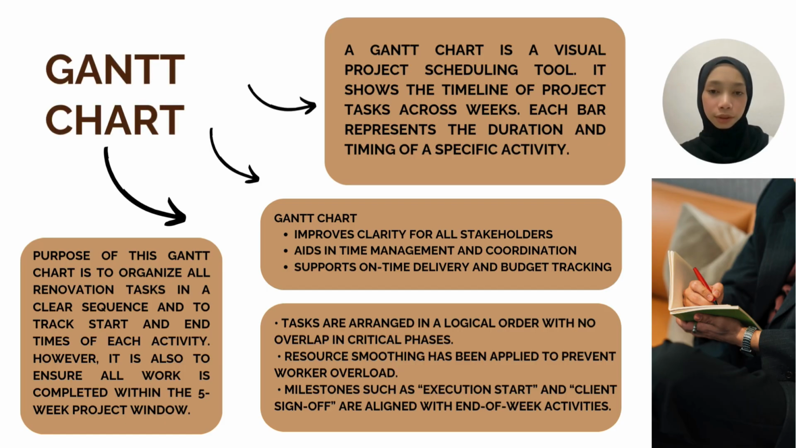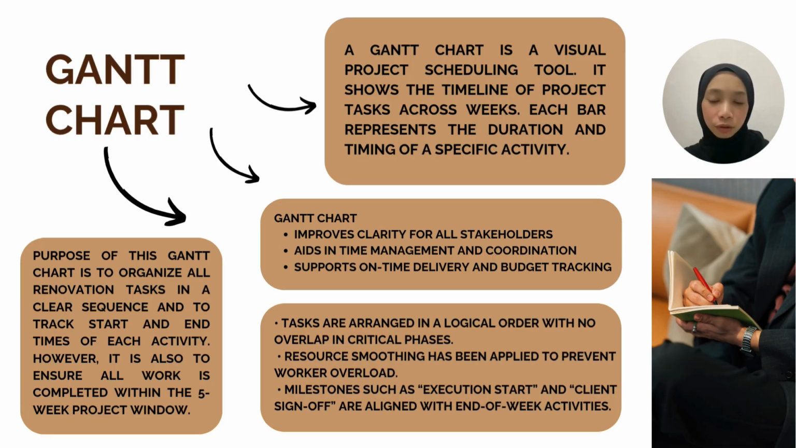A Gantt chart is a visual project scheduling tool. It shows the timeline of project tasks across weeks. Each bar represents the duration and timing of a specific activity. The purpose of this Gantt chart is to organize all renovation tasks in a clear sequence and to track time in each activity. It is also to ensure all work is completed in the 5-week project window.